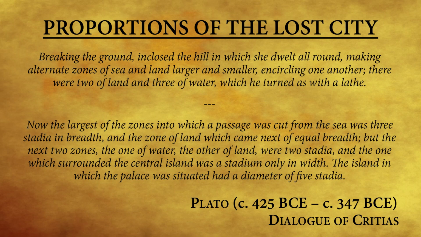One final reminder before we continue, quoting the Dialogue of Critias as written by Plato: "Breaking the ground, enclosed the hill in which she dwelt all round, making alternate zones of sea and land, larger and smaller, encircling one another. There were 2 of land and 3 of water, which he turned as with a lathe. Now the largest of the zones, into which a passage was cut from the sea, was 3 stadia in breadth, and the zone of land which came next of equal breadth, but the next 2 zones, the one of water, the other of land, were 2 stadia, and the one which surrounded the central island was a stadium only in width. The island in which the palace was situated had a diameter of 5 stadia."